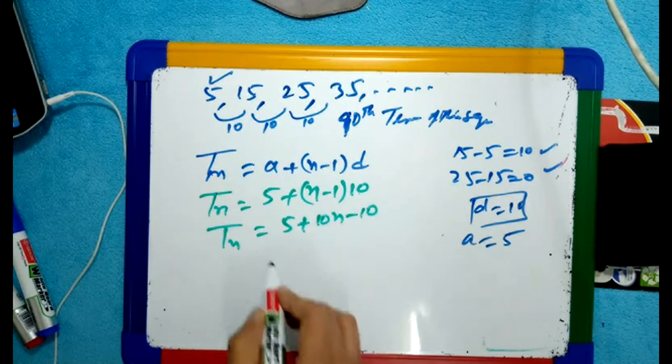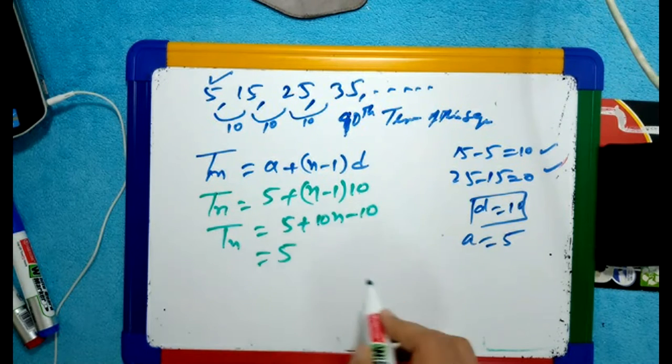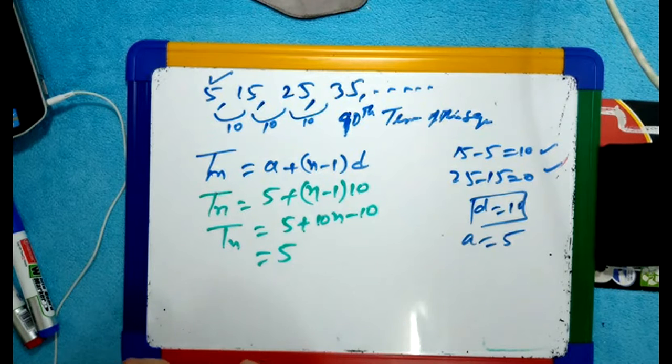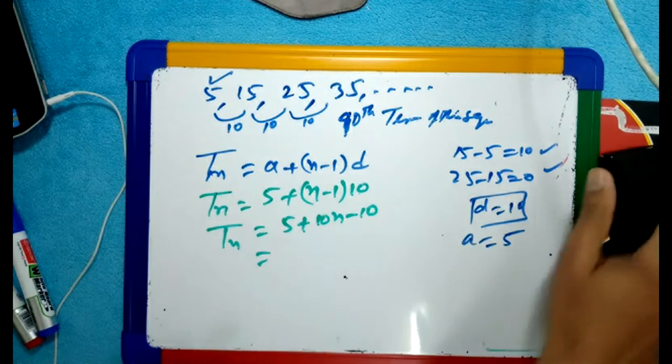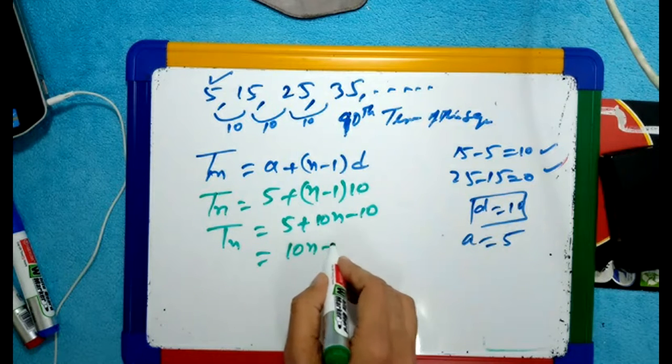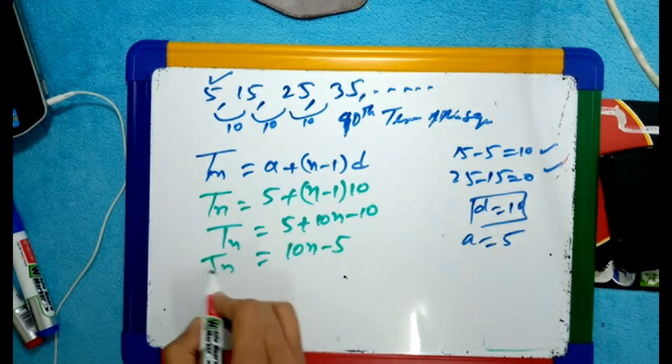So 5, sorry, what you will do? It becomes 10 times n minus 5, that is Tn. Got it? This is your formula.